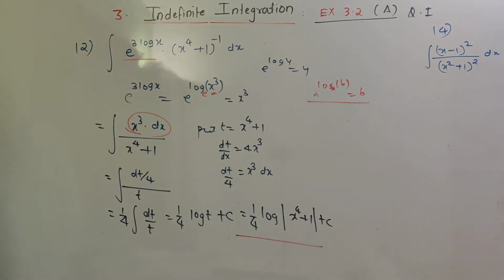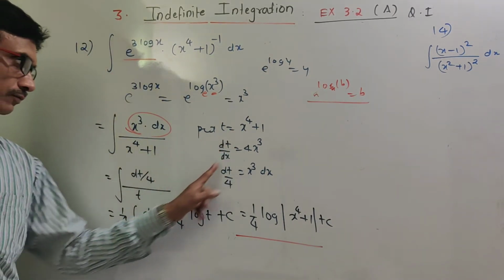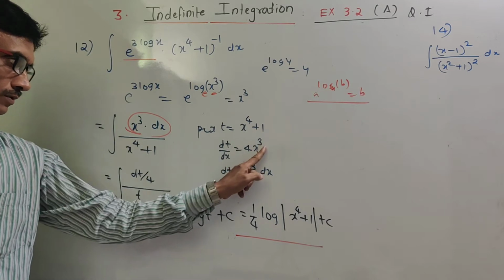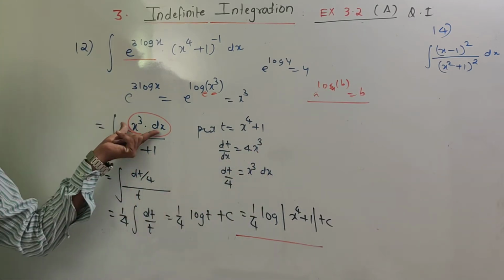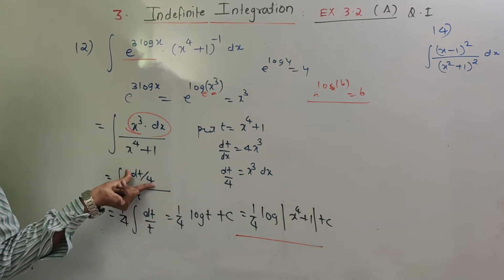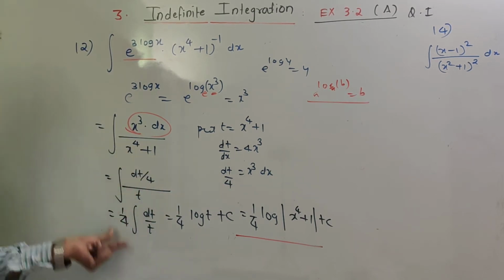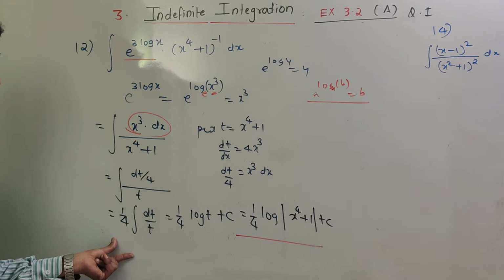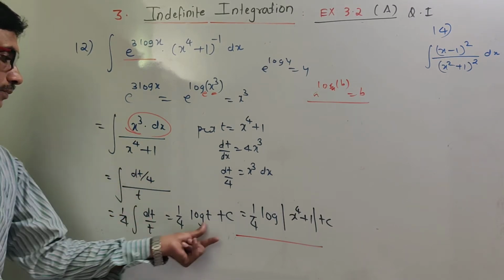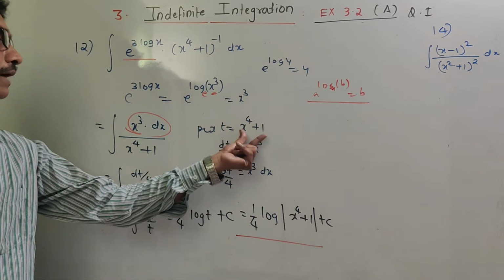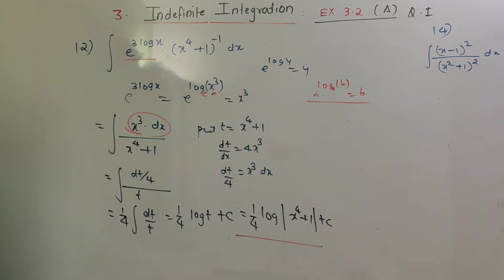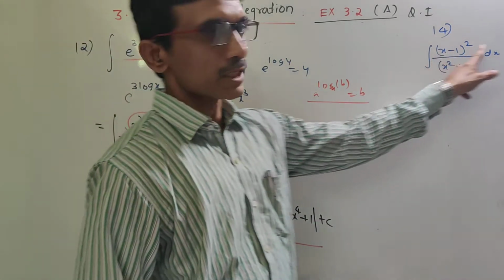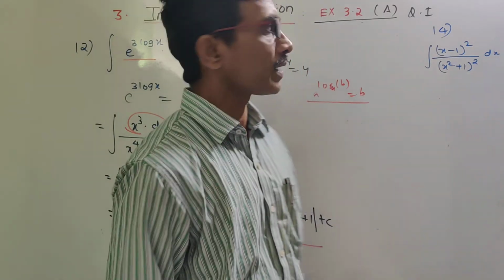Here the derivative of x to the power 4 is 4x cube, divided by 4, x cube dx. So x cube dx is dt upon 4. ये t, so 1 by 4 constant we write outside, dt upon t, log of t it will be, and t is equal to x to the power 4 plus 1. So resubstitute. Now next question, इसको हम expand करेंगे, न्यूमरेटर को expand करेंगे.